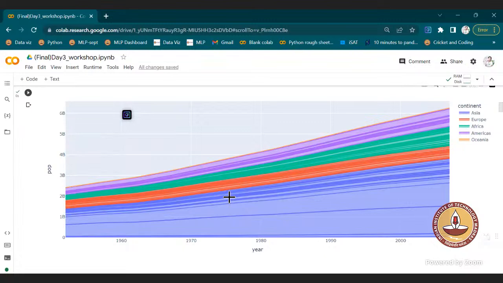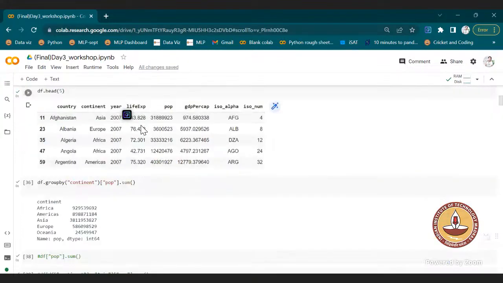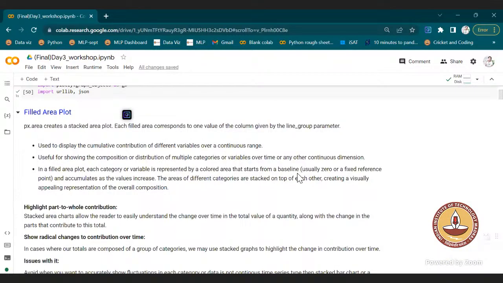And how much is the contribution at a particular time, let's say the year 2000? Here, how much is the contribution of the different continents? So that's the advantage of this stacked area plot.